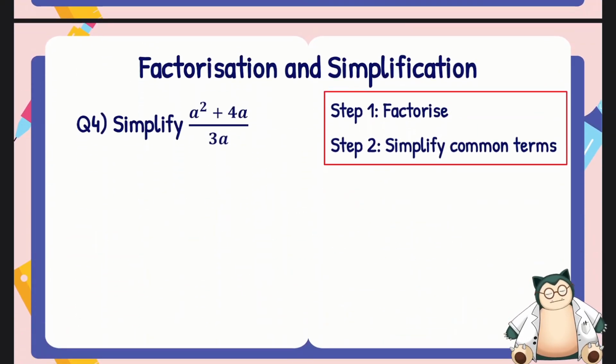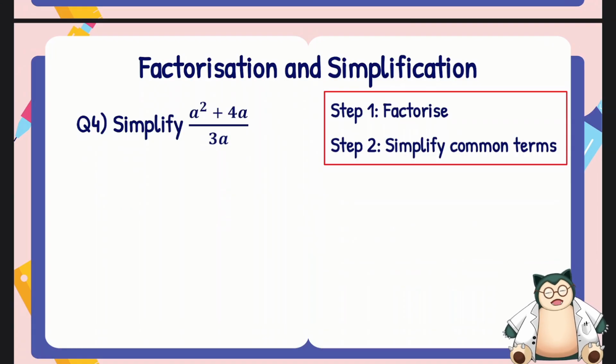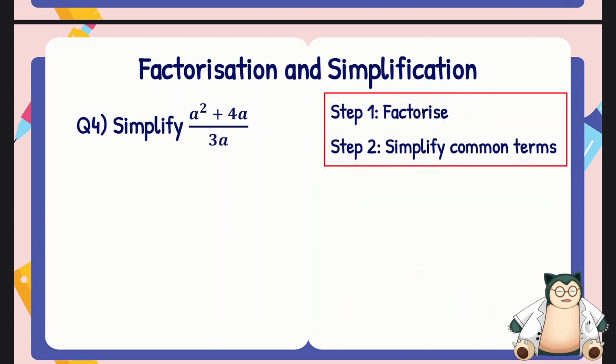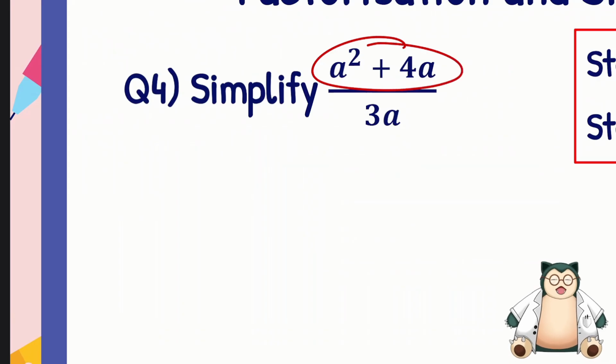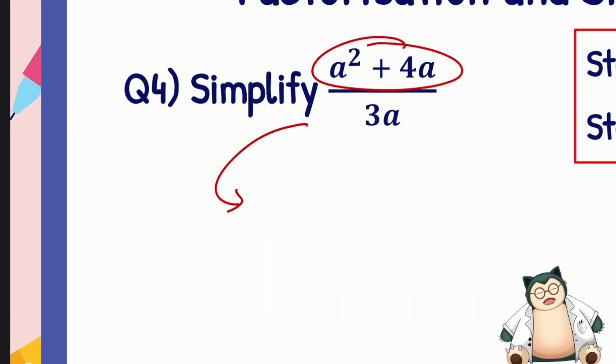Right. Now, let's look at question 4. Question 4 is when we incorporate factorization. For such questions, we factorize first before we simplify. I repeat again, factorize first before we simplify common terms. So let's look at this question. Can we factorize the numerator? Because there are 2 terms and there are common factors, indeed, we can factorize the numerator.